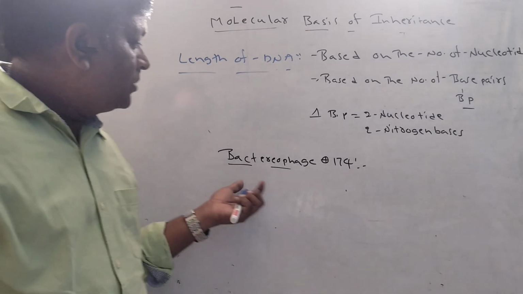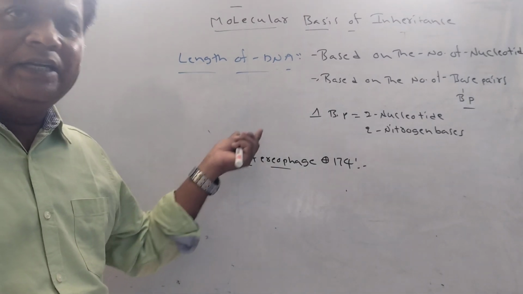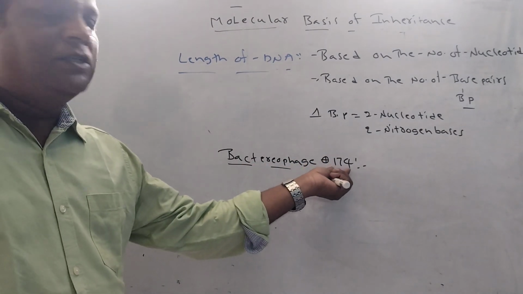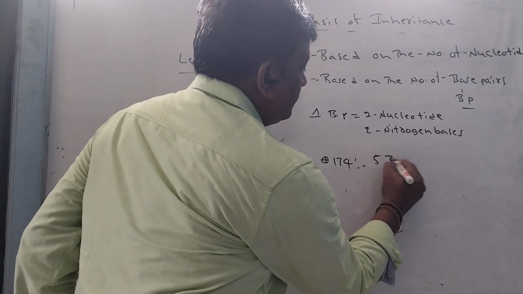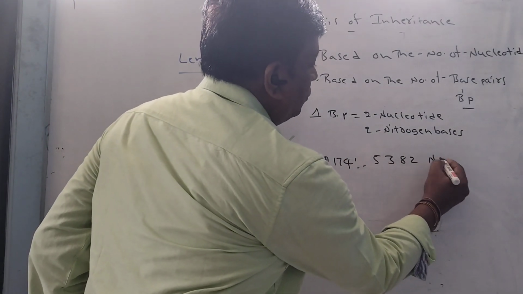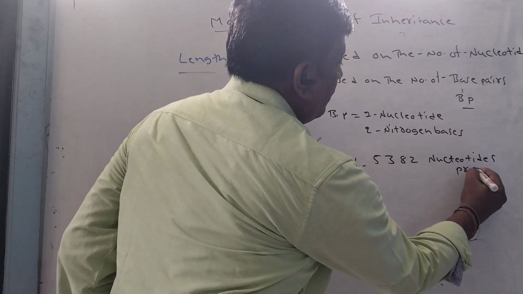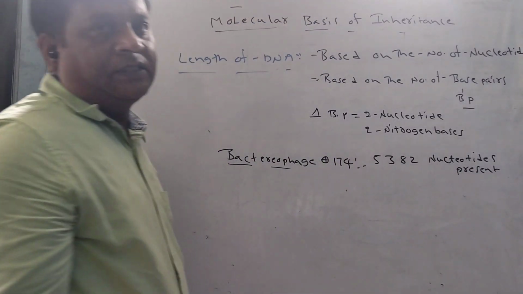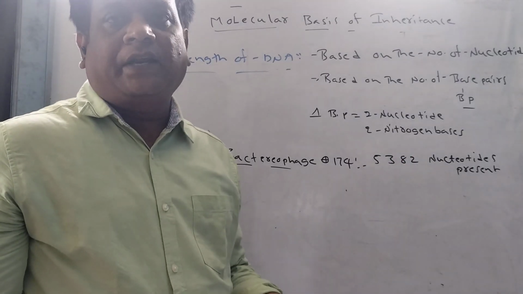Like the bacteriophage numbers given, the virus that attacks bacteria we call the bacteriophage. The strain number is phi X174. In this one they have 5382 nucleotides present, which means the number of nucleotides equals the number of nitrogen bases, so 5382 nitrogen bases we can write.